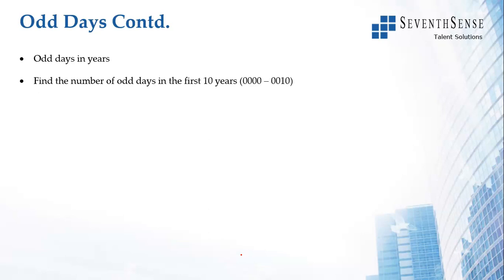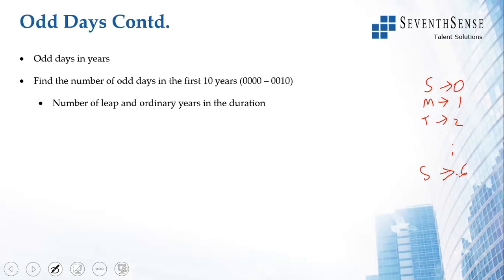Okay, first 10 years. Since the day is not given, we assume the first day is Monday and then proceed with this logic. Sunday, Monday, Tuesday as 0, 1, 2 and so on, Saturday being 6. Find the number of odd days in the first 10 years. To do this, first you find the number of leap and ordinary years in this duration between years 0000 and 0010.